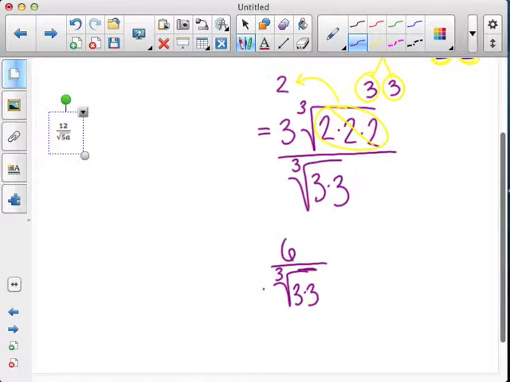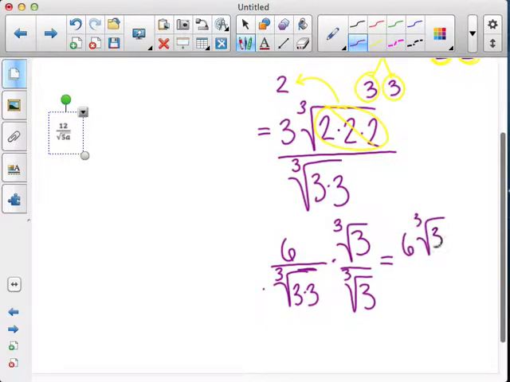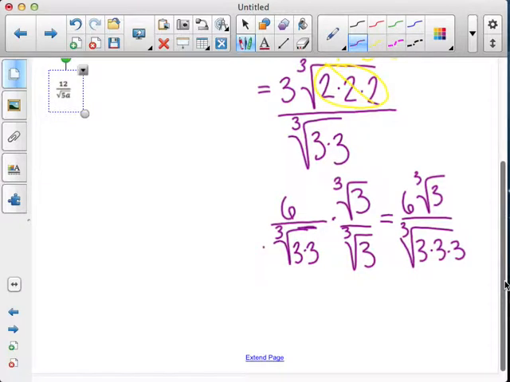Now to rationalize this denominator, notice we're doing a cube root, not a square root. So I need one more 3 in order to make this a group of 3 in the denominator. So I have to multiply by cube root of 3 over cube root of 3. I'm missing one more 3. So in the numerator, this becomes 6 cube root 3. And in the denominator, this becomes cube root of 3 times 3 times 3. Well, what's the cube root of 3 times 3 times 3? Just 3, because I have a group of 3 numbers together. So this becomes 6 cube root 3 all over 3.